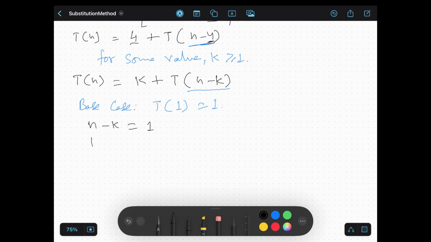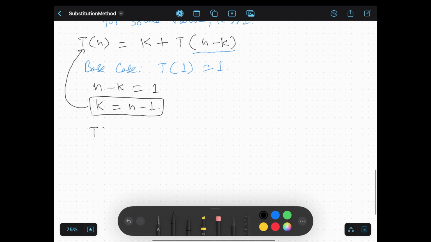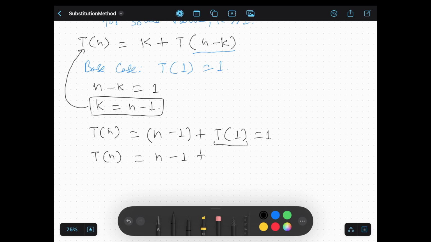Okay, and this means k will be n minus 1. We are going to substitute this in our generic equation. This will give us n minus 1 plus t1, because n minus k is equal to 1, and this will give us n minus 1 plus this is equal to 1 from the base case.